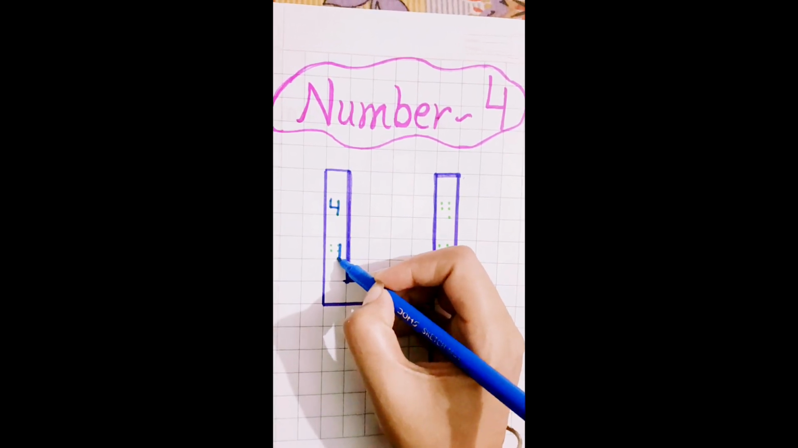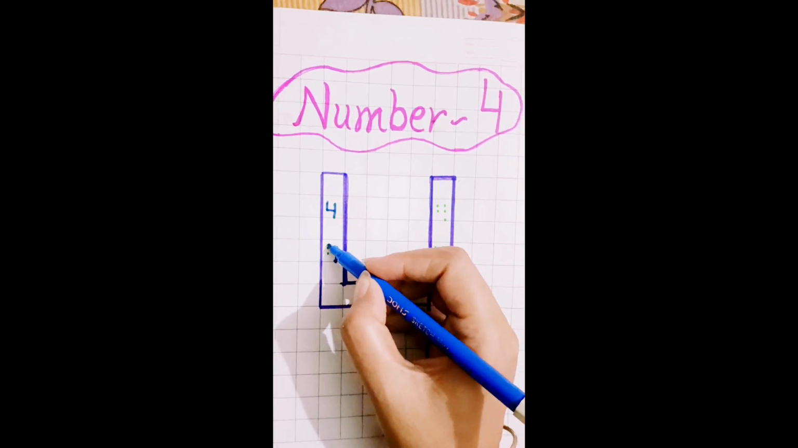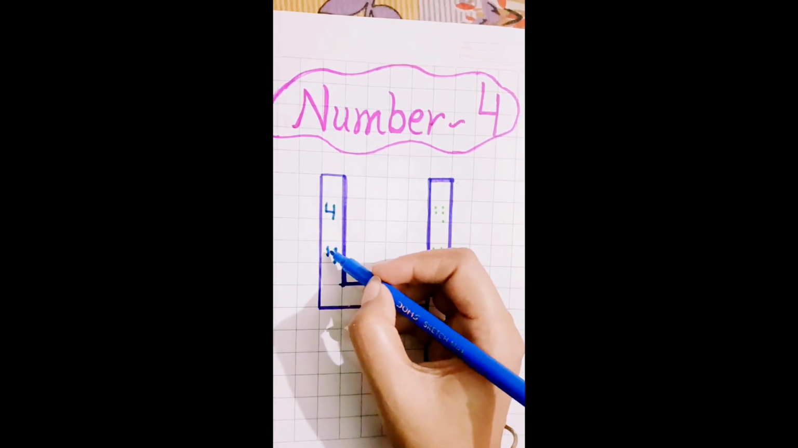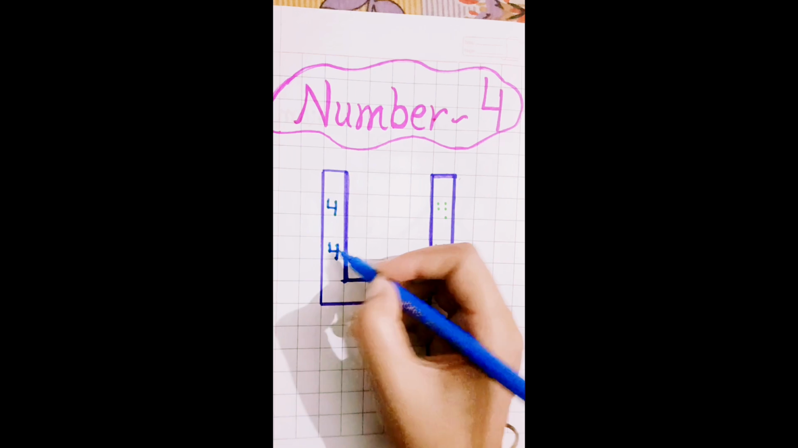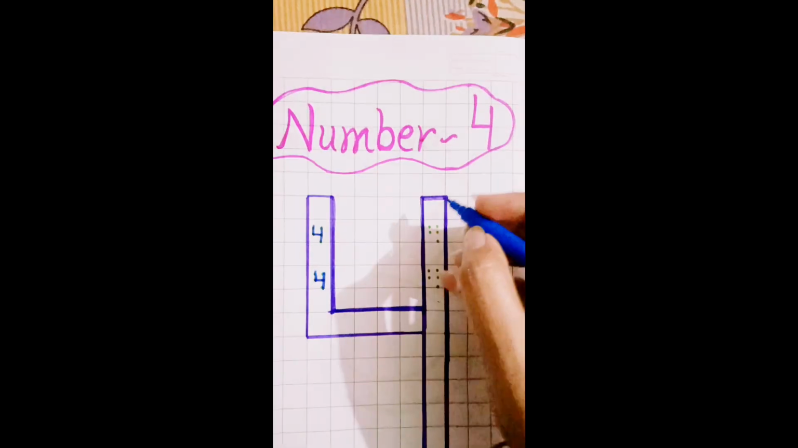Draw a standing line. Again draw a small standing line. Now draw a slipping line. This is number 4.